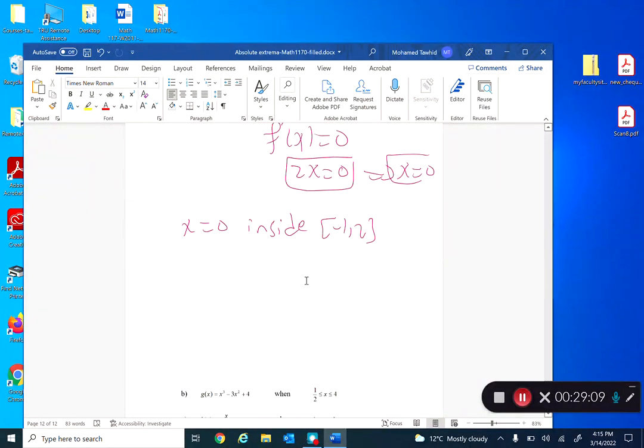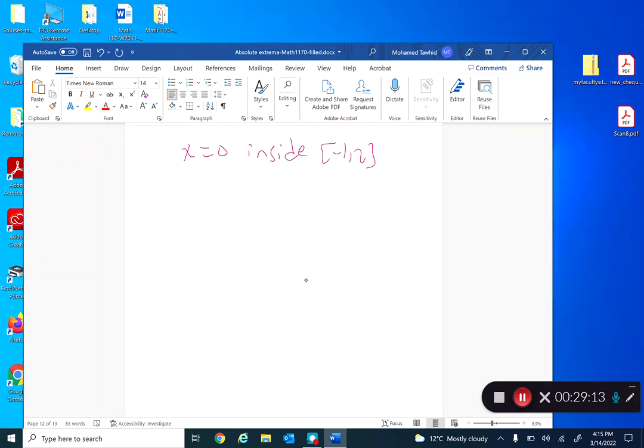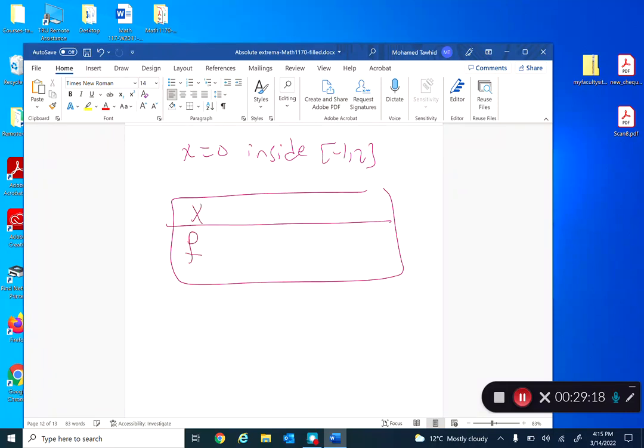So now what is the next step? I have to make a table. In this table, I write here x, and here I write f of x. As you can see, x and f of x. Now, what I have to put in the table: your endpoints, -1 and 2. Between -1 and 2, what do you have? You have critical point 0.